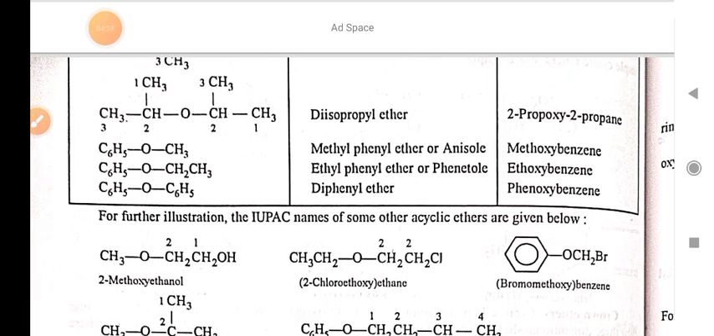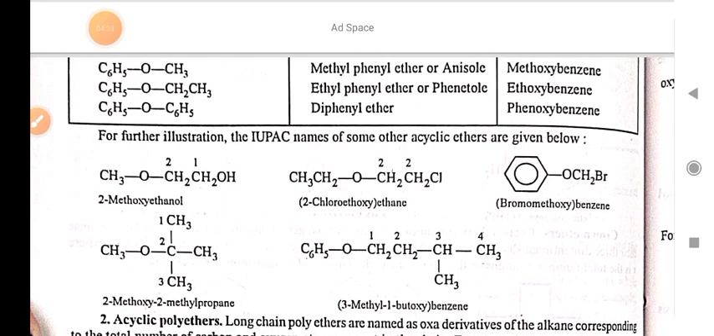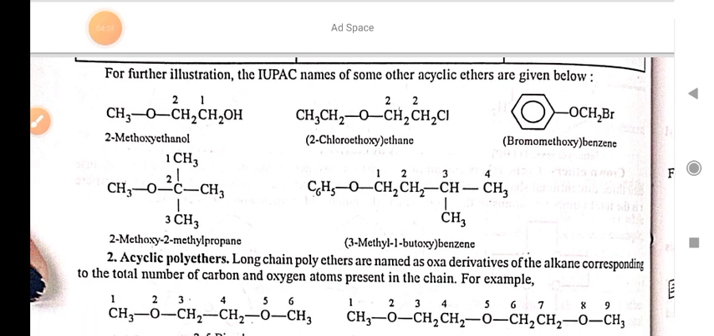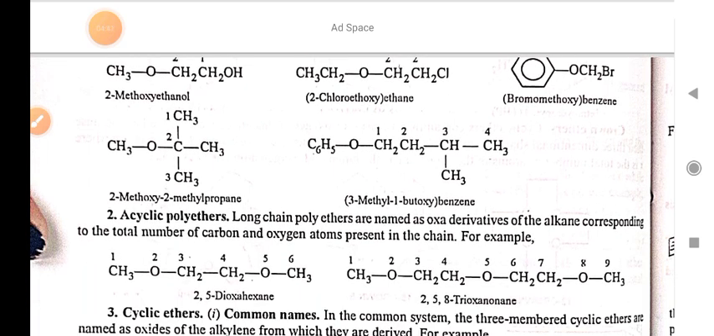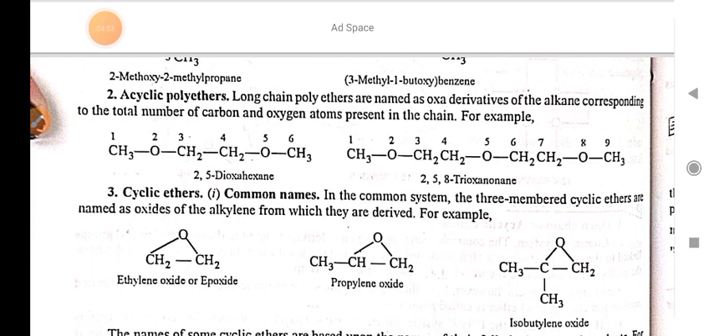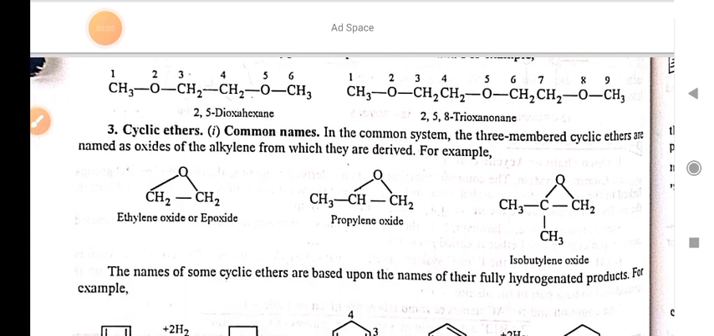For further illustrations, the IUPAC names of some other acyclic ethers are given below. 2-methoxyethanol, 2-chloroethoxyethane, bromoethoxybenzene, 2-methoxy-2-methylpropane, 3-methyl-1-butoxybenzene. Acyclic polyethers. Long-chain polyethers are named as oxa-derivatives of the alkane corresponding to the total number of carbon and oxygen atoms present in the chain. For example, 2,5-dioxahexane, 2,5,8-trioxanonane.